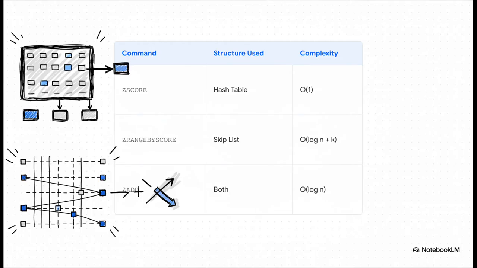And this slide right here is where it all comes together. When you run ZSCORE to get a single player's score, Redis just hits the hash table for that sweet O(1) lookup. When you ask for a range of scores with ZRANGEBYSCORE, it uses the skip list's express lanes to find the start of that range in O(log n) time. And when you add a new score with ZADD, it updates both structures at the same time to keep them perfectly in sync. It is literally the best of both worlds.